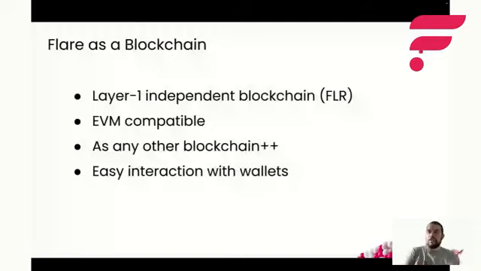Being layer one means that it is totally independent of any other blockchains. So we're not a rollup, we don't do any checkpoints on another blockchain. We have our own set of validators that are building and verifying blocks according to the algorithm. We don't deposit those blocks to any other blockchain, and we don't depend on any other network.